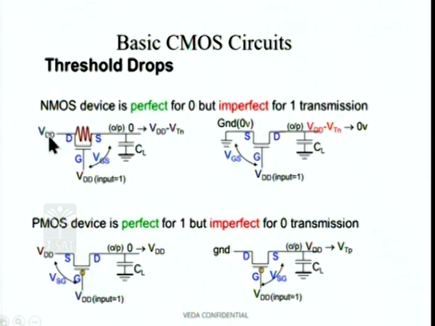Because this is the supply voltage, this is the input voltage, and the capacitance is expected to charge up to VDD in an RC circuit. However, when the voltage reaches VDD minus VTN, where VTN is the threshold voltage of an NMOS device, then the difference between the gate voltage and the source voltage, the gate to source voltage, actually becomes VTN. The gate is at VDD, the output has risen to VDD minus VTN.